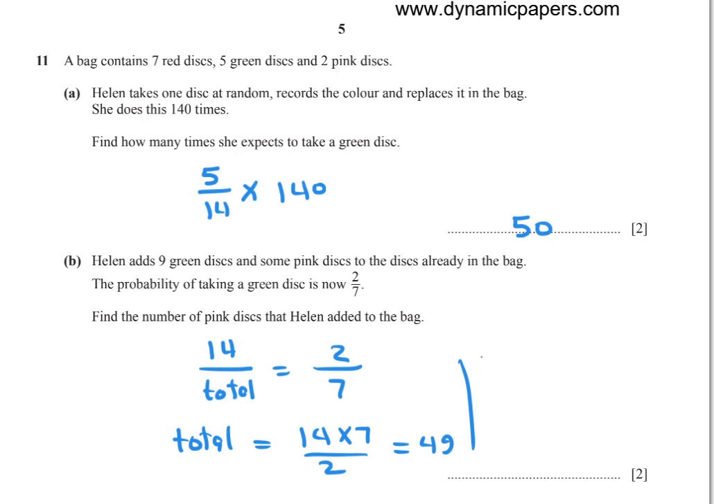To find the number of pink discs, subtract 49 minus 14 green, minus 7 red, and minus 2 pink before, equals 26.